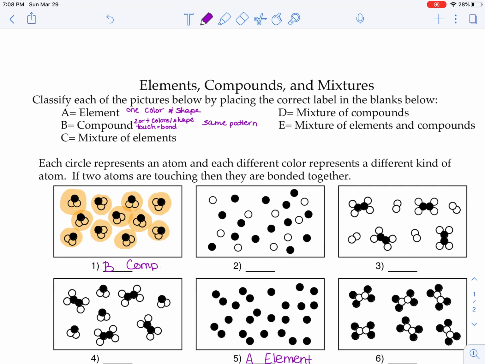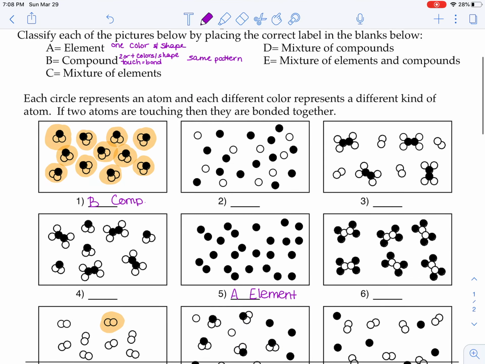If I keep looking through here, I see a similar pattern with number 6. For number 6, my pattern or my compound is 2 white and 4 black. And if I look at my box, all of these are 2 white and 4 black pieces. So they are all in the same ratio or the same pattern because they are all touching and there are 2 or more colors. That again is a compound.